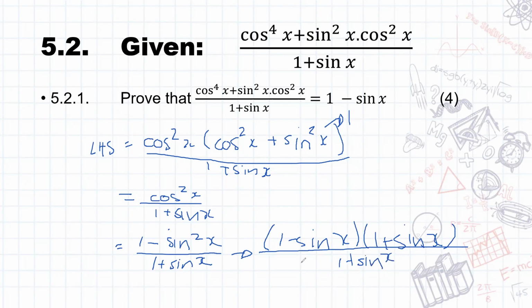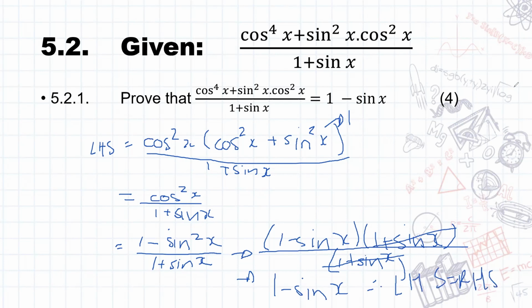Now we can see that we have a common factor that we can cancel. And we can only cancel when stuff is in brackets. So just remember that: you can't cancel if there's a plus or minus sign and no brackets. You have to factorize it first. And so what we're left with at the end is 1 minus sine x. And therefore, left-hand side equals right-hand side. So we have proved it.